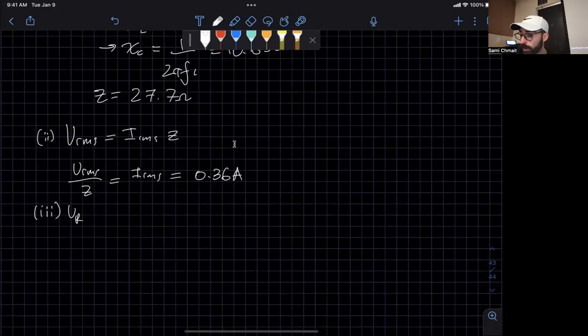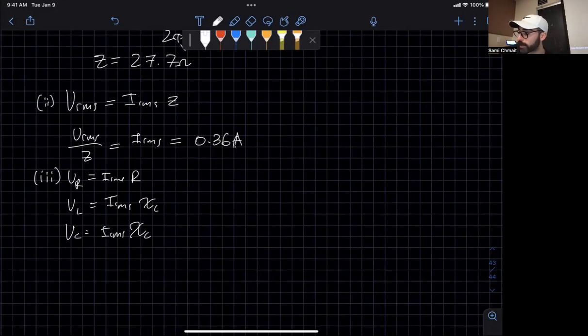Here, across the resistor, we have IRMS times R. For the inductor, we have IRMS times XL, and for the capacitor, IRMS times XC. Oh, sorry, my L's and my C's sometimes are close to each other. And now all you have to do is plug in and solve. So here we have 9 volts, here we have 8.14 volts, and here we have 3.82 volts.